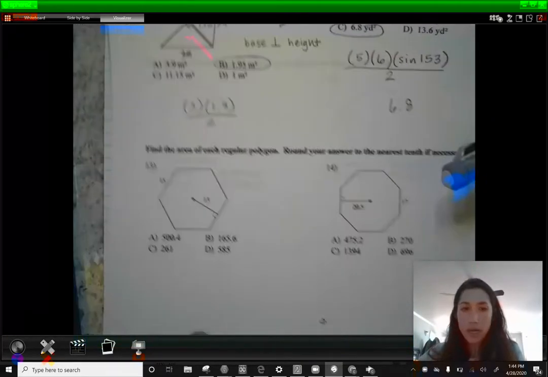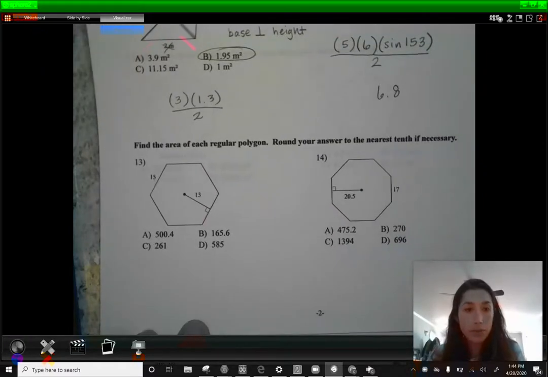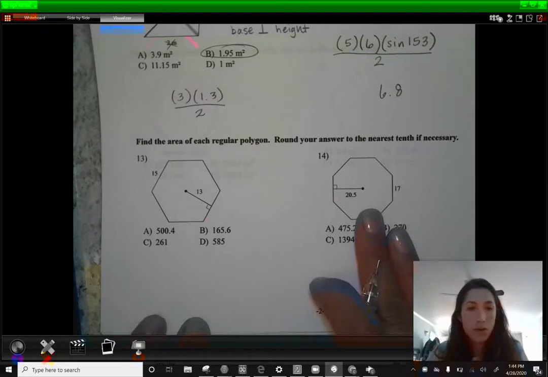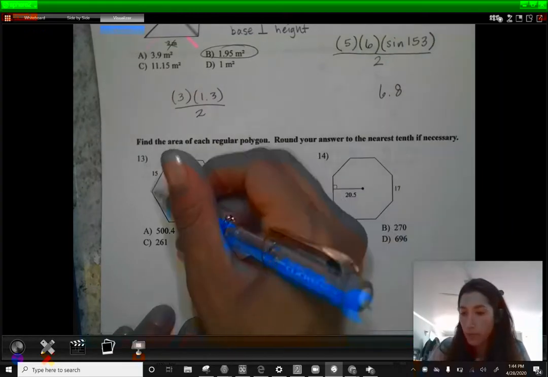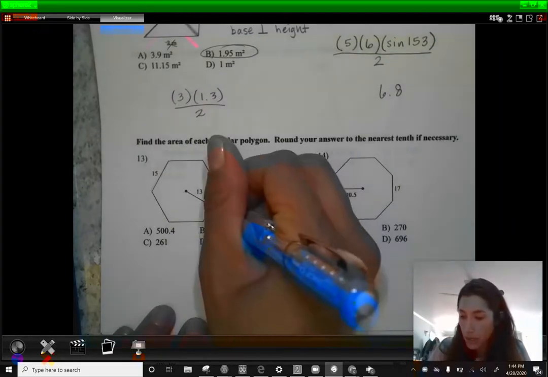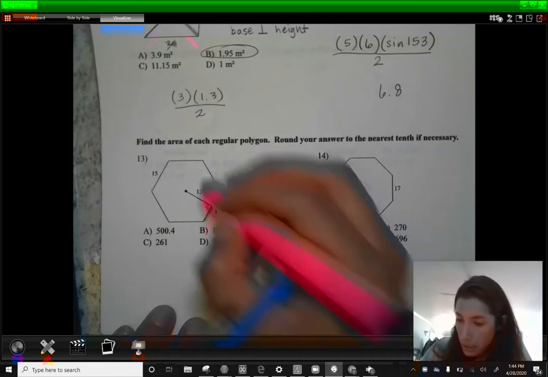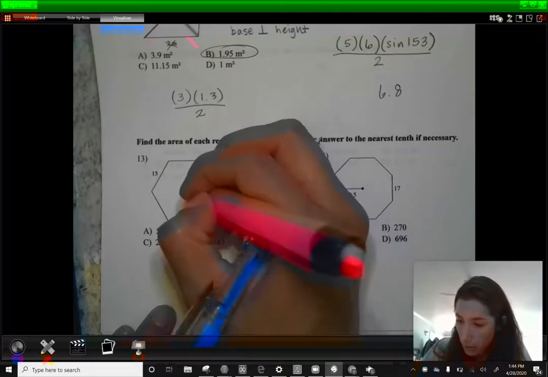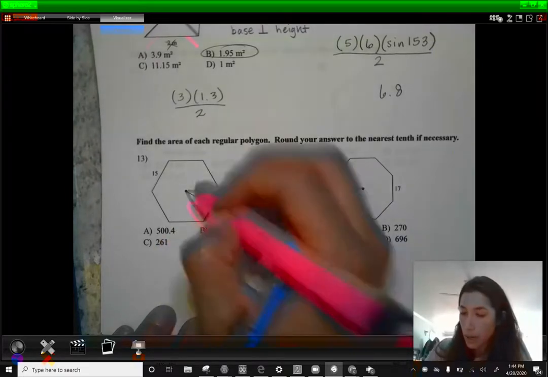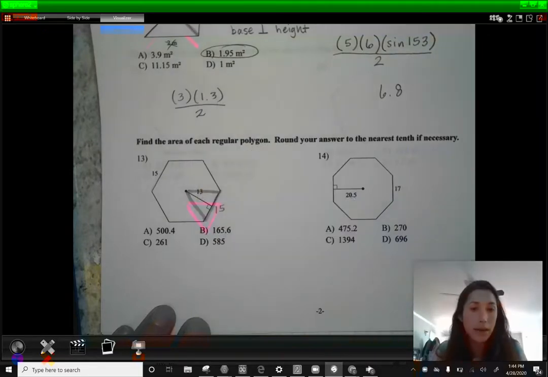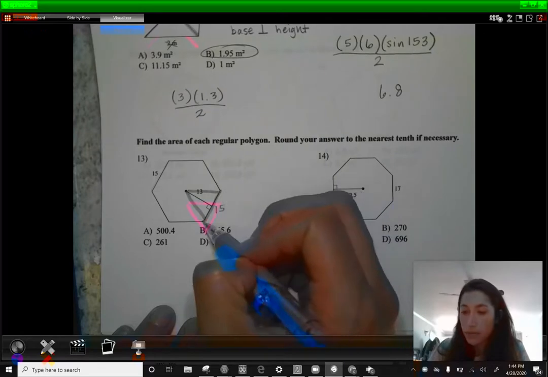Okay. Question 13 and 14 are pretty similar, so I'll just go over 13. Now these are both regular polygons, meaning all their sides are the same, so 15, 15, etc. So here we have a 15, and what I'm going to focus on is this triangle here. So I know this length is 13. It's highlighted on the triangle. It's drawn in for you. This length here is 15.